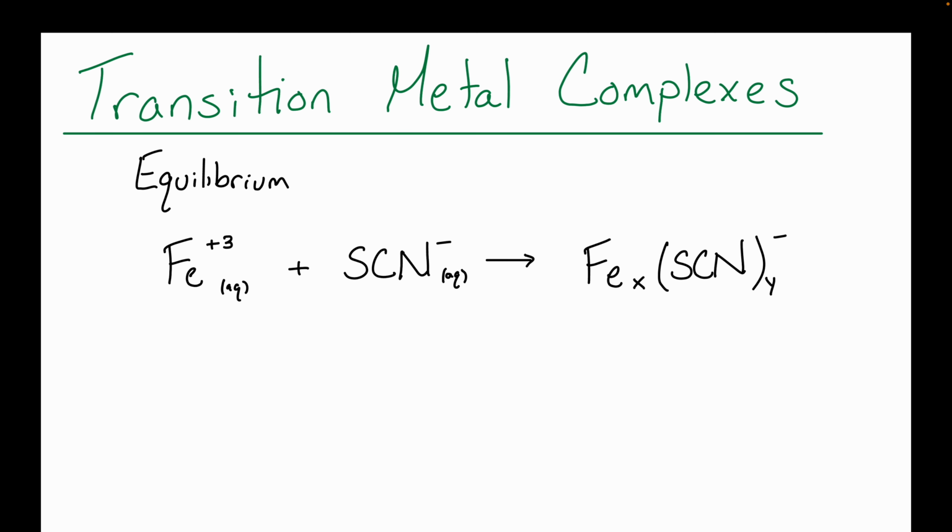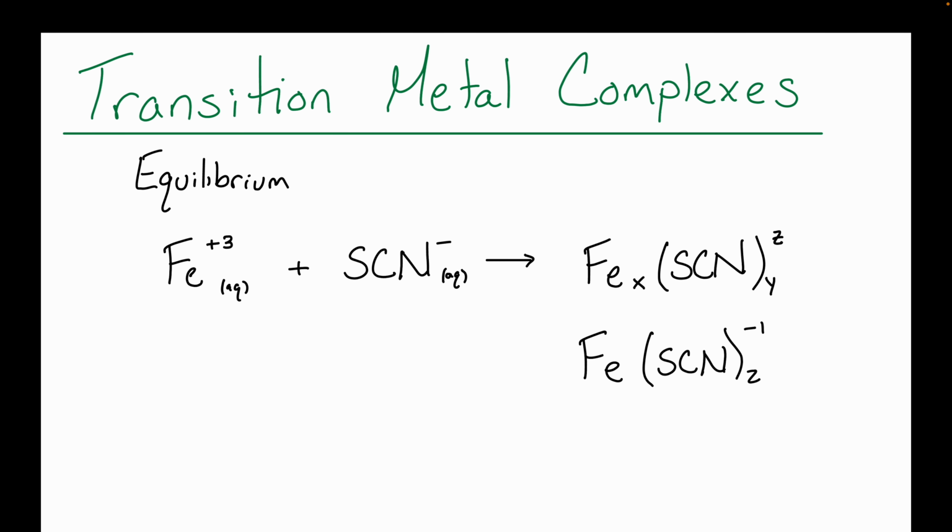And your job was to determine what this X, Y, and Z was. All right, it turns out that there are 2 of those thiocyanates, meaning that this has a -1 charge. And this was not a normal old ionic compound. This is what we call a transition metal complex here.